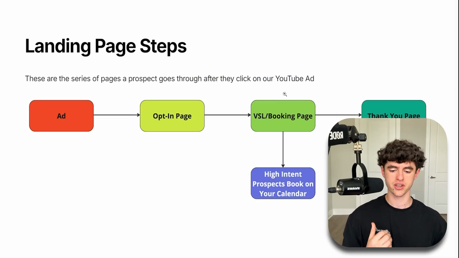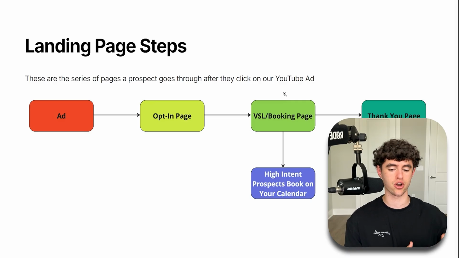So now that we've broken down everything associated with the top of the funnel, we're going to move into the middle of the funnel with the lead magnets and landing pages that host those things as well. So let's break down landing pages. The landing page steps are basically just a series of pages that a prospect goes through after they click on the YouTube ad. So they have the ad itself.